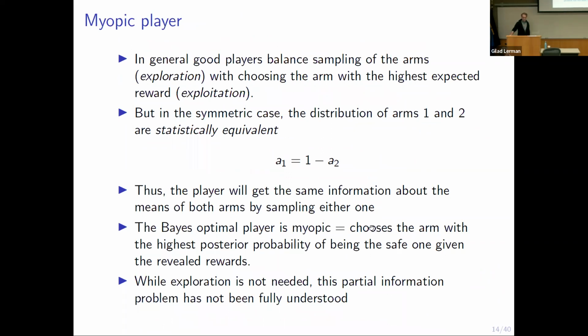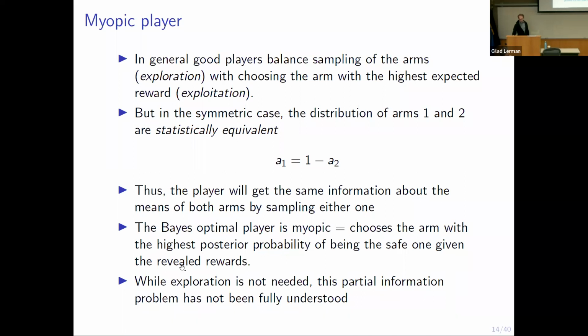As we said before, in general, good players balance sampling of the arms with choosing the arm with the highest expected reward. But in the symmetric case, the distributions of the two arms are statistically equivalent, in the sense that for either choice of safe arm or risky arm, A1 is equal to 1 minus A2. If you think about these as random variables distributed according to the Bernoulli law, the player will get the same information about the means of both arms by sampling either one. So here the Bayes optimal player is myopic. It chooses the arm with the highest posterior probability of being the safe arm given the revealed rewards.